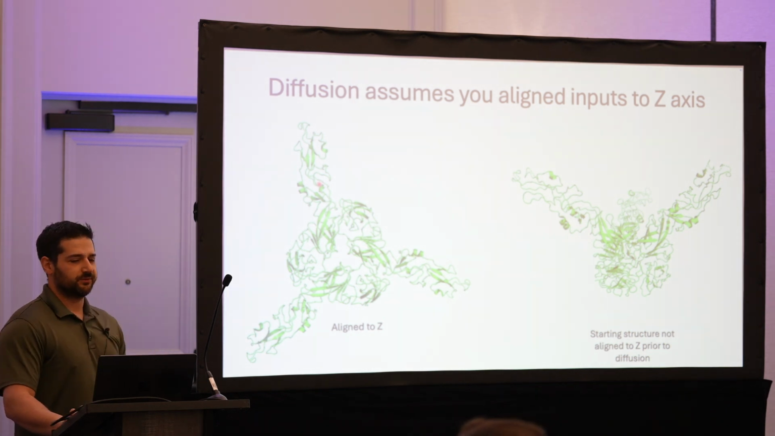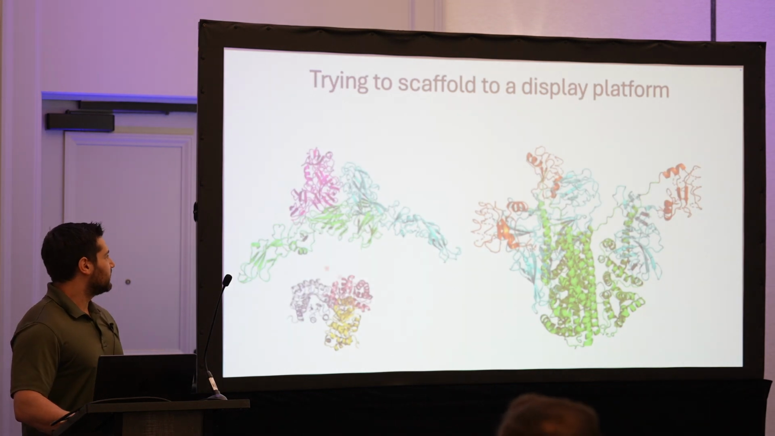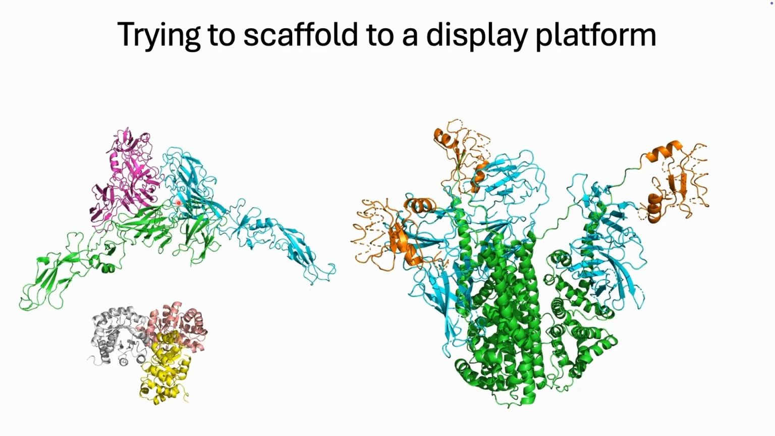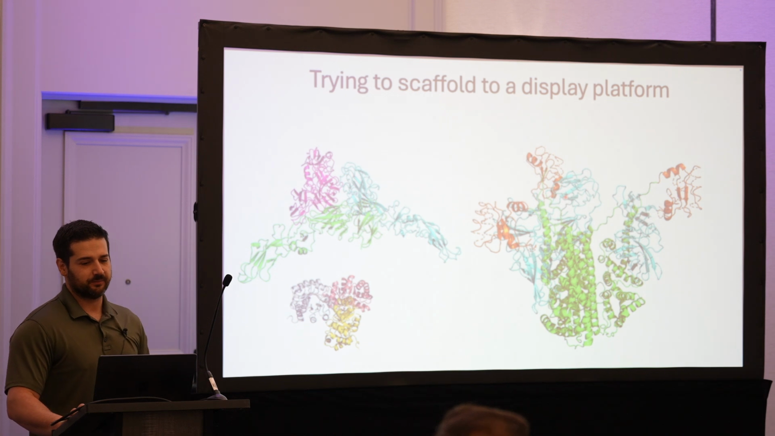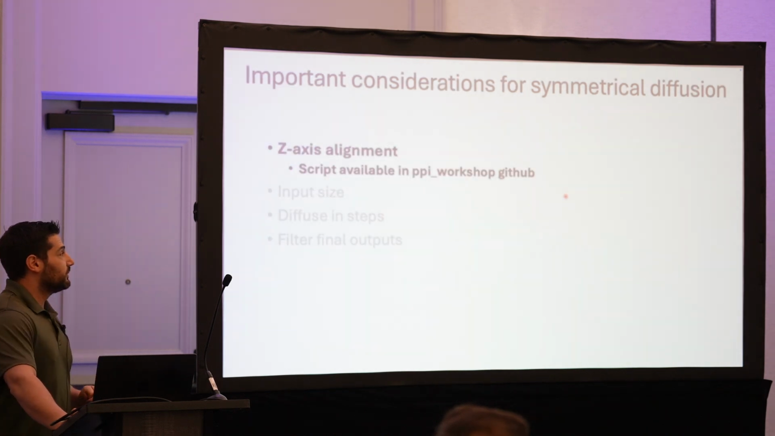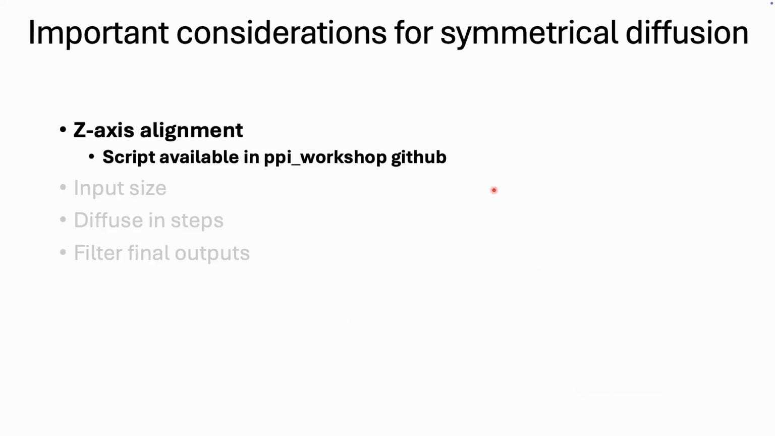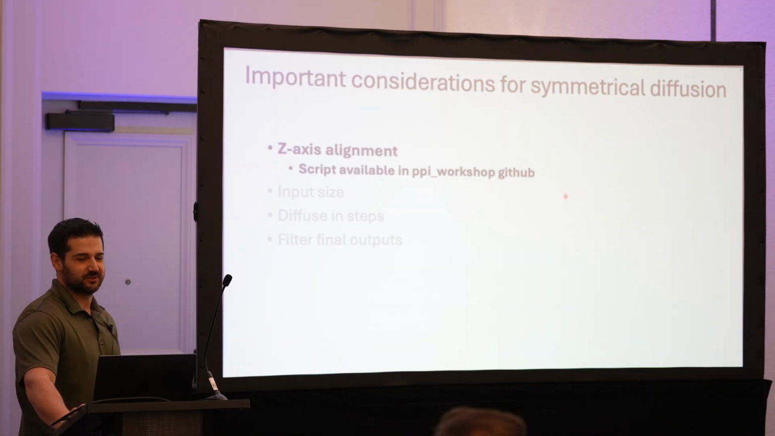If you just press forward with a misaligned structure, this is the structure I put in, and this is what diffusion returned to me. So yeah, it really does not work. The script to align to the z-axis took about 2 days to get all of the parts to work. It is available on the GitHub for this workshop. If there's ever a chance you might need it, I highly recommend grabbing it because it'll make your life a bit easier downstream.